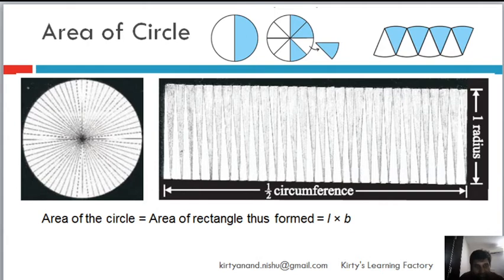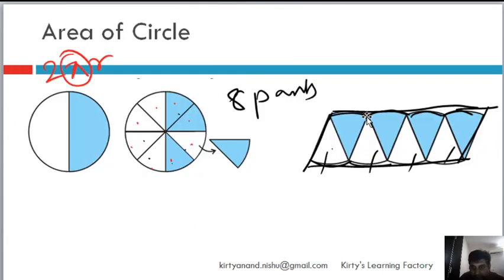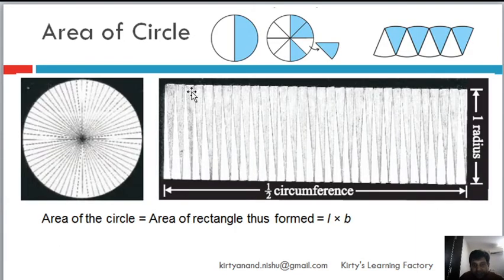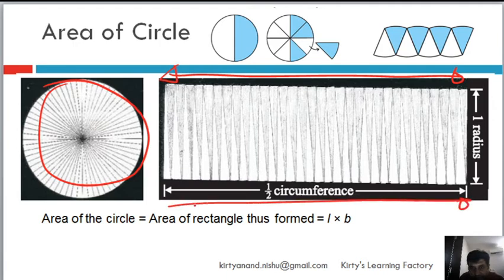Then what happens is that these arcs which are curved will not be curved anymore. These will be so small that it will be like a straight line, straight line, straight line. That's what has happened here. So basically the entire circumference we have laid out such that this will be one half of the circumference, and this will be the other half of the circumference, right?